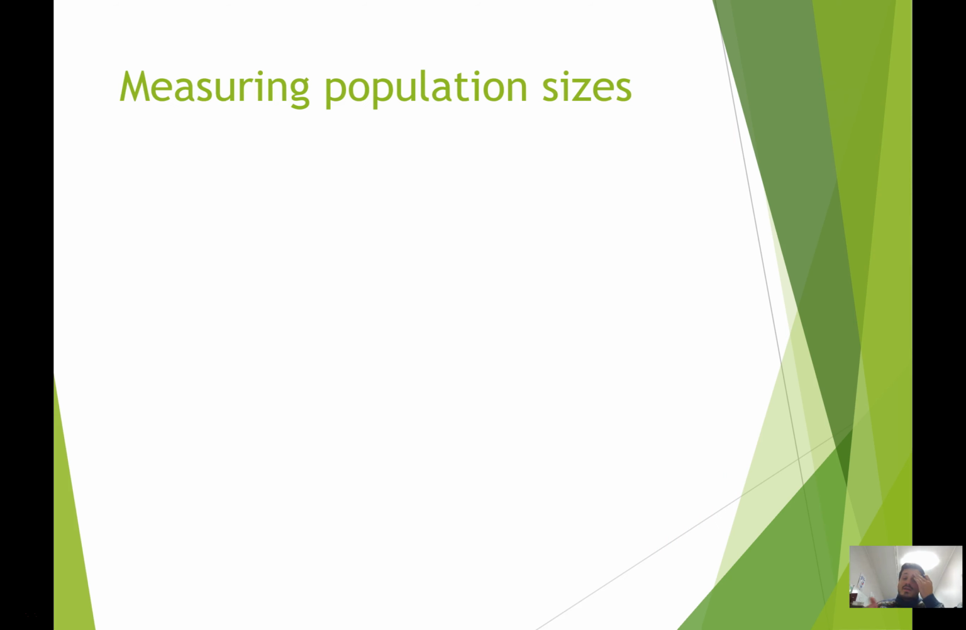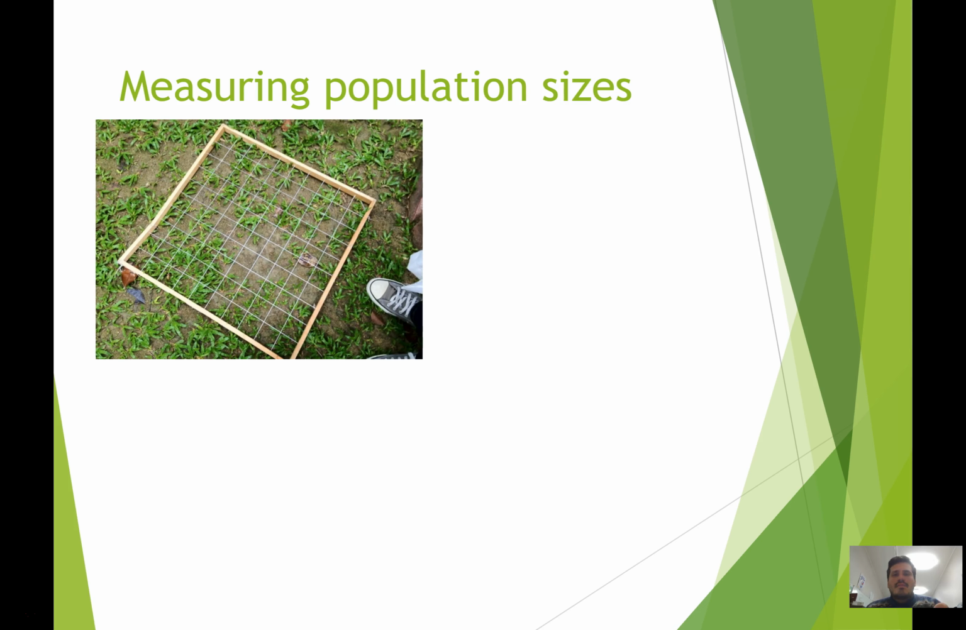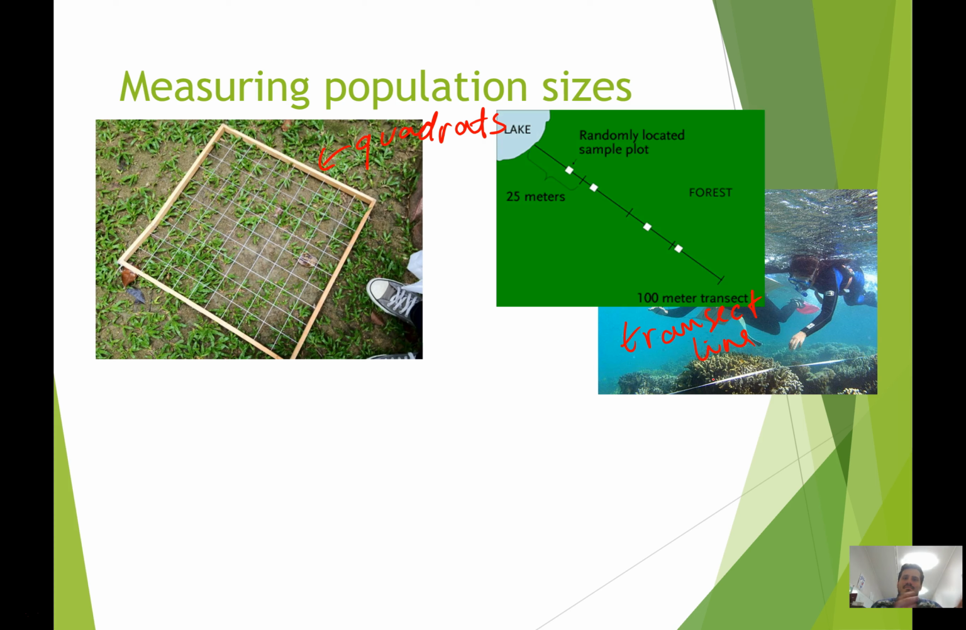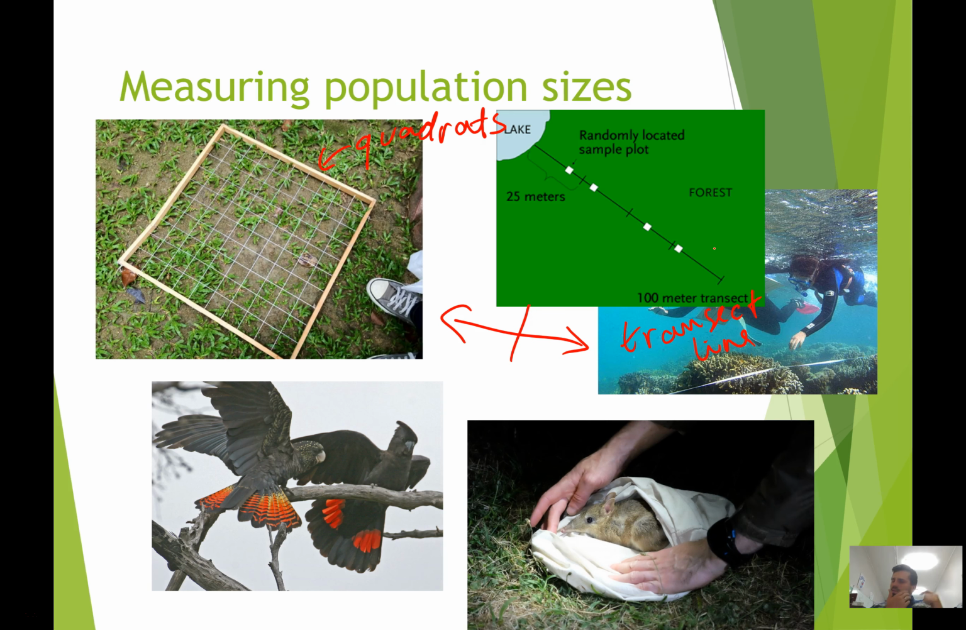Lastly, we want to be able to, as biologists, measure population sizes. There's lots of ways we can do this. You can use quadrats, which we'll be doing very soon. You can also use what we call a transect line. And you can also actually mix these two things together. So you can do both of these together. And that's what we get here. And then we can also do less.